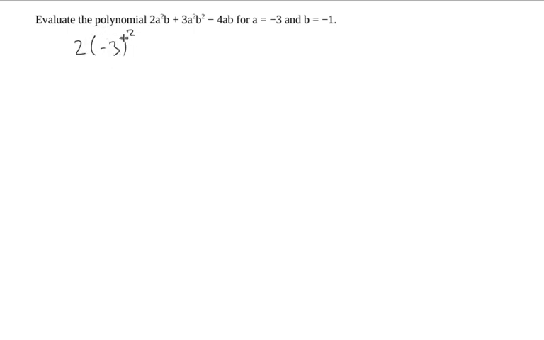So this part right here is my a. So this is 2 times blob squared. It's 2a squared. And then, of course, times b. Plus 3 times -3 squared times -1 squared. And then minus 4 times -3 times -1. Okay, lots of negatives floating around.